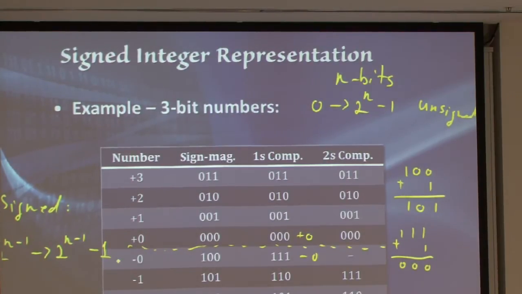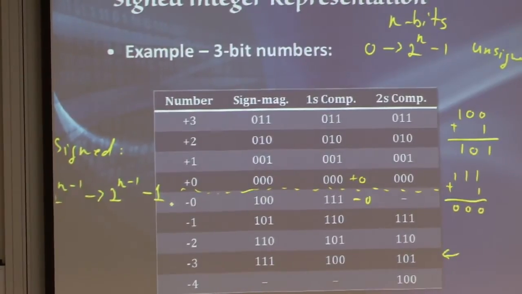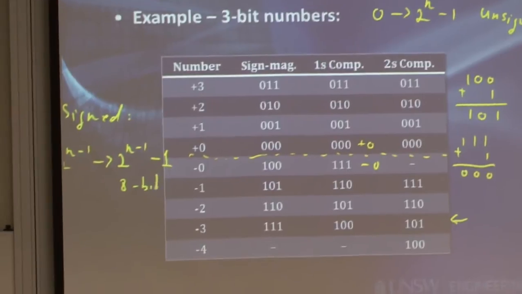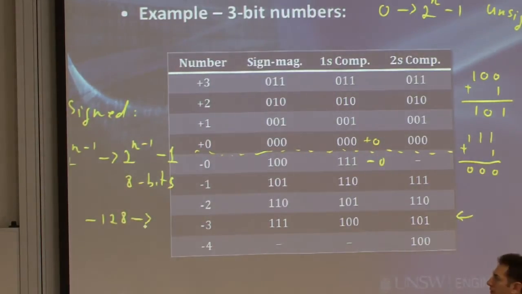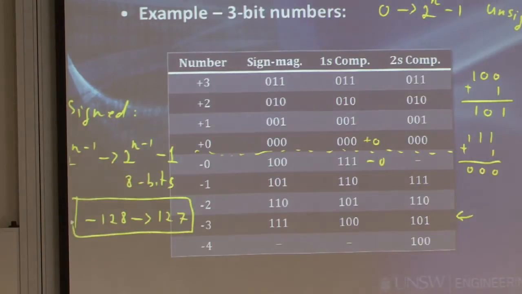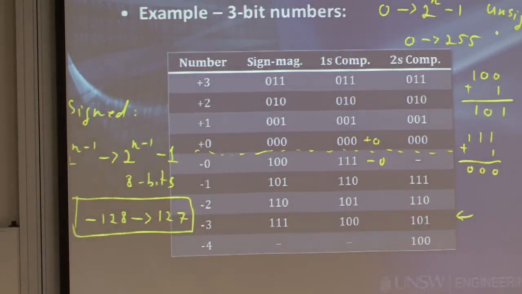Let's put some real numbers into this. If we had an 8-bit number, then we can represent anywhere between minus 2 to the power of 7, which is minus 128, to 2 to the power of 7 minus 1, which is 127. As opposed to if it was an unsigned number, when we represent anywhere between 0 and 255. So it depends what system you're using, whether you're representing a number with an unsigned method or with a signed two's complement method.